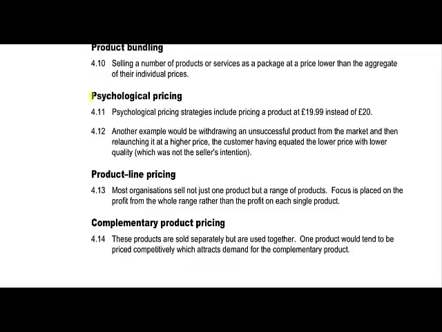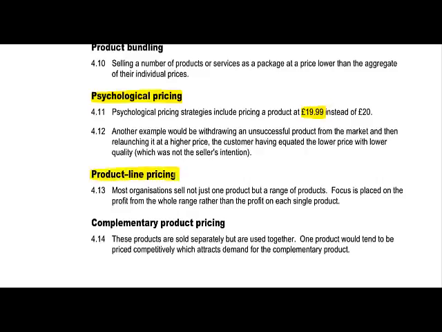Psychological pricing appeals to what we think when we buy something. So, for example, a product could be priced at $19.99 instead of £20, and some part of your brain thinks that therefore is acceptable. Another thing that's used sometimes by companies is to take an unsuccessful product off the market and then repackage it, relaunch it at a higher price, and that gives it this image of being a better quality product.